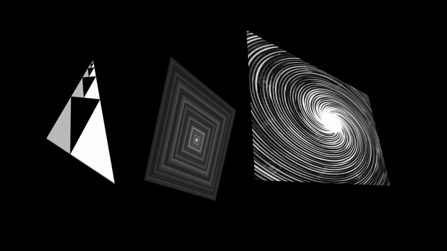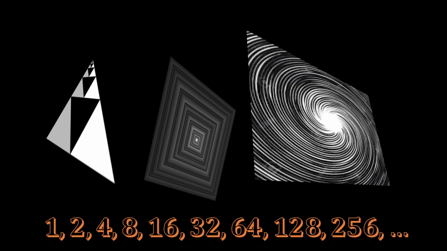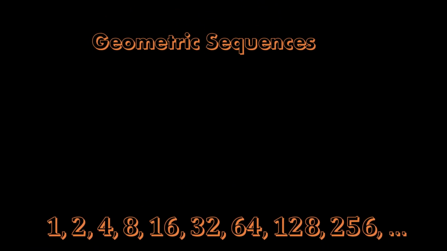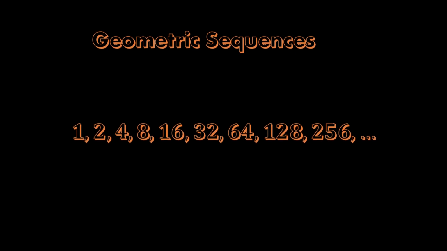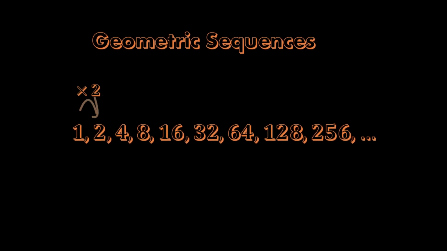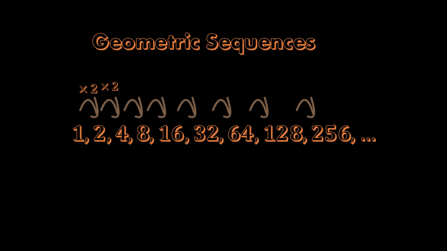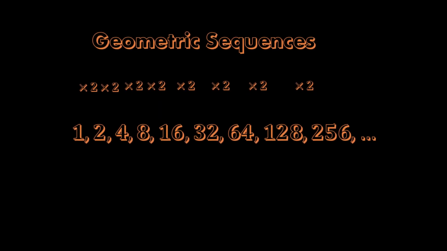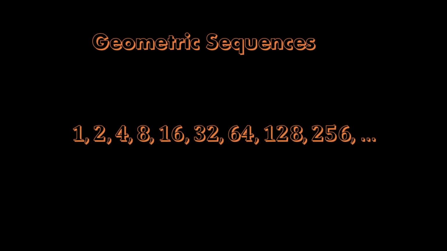Hi, in this video we will dive into the fascinating world of patterns and numbers, uncovering the beauty and simplicity of geometric sequences. A geometric sequence is a sequence of numbers where each term is found by multiplying the previous term by a constant called the common ratio. It's like a chain reaction where each number influences the next.